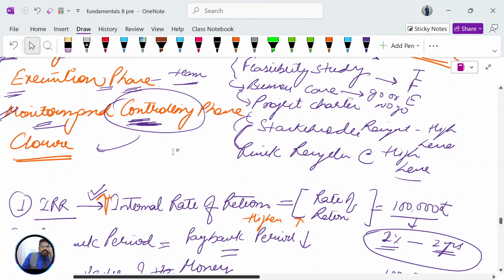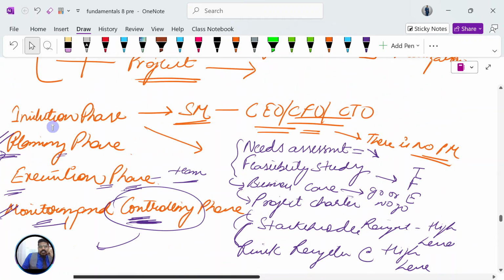So in initiation, the initiation phase is usually done by senior management, CEO, CFO, and CTOs. Normally, there is no PM involvement at this stage, though it should not be the case. In an ideal scenario, PM should be involved from the initiation phase, but normally in practical life, PMs are involved from the planning phase. So the initiation phase is composed of needs assessment, feasibility study, business case. In the business case, you take a decision to go or no go with the project. Then you have project charter, stakeholder register, risk register.